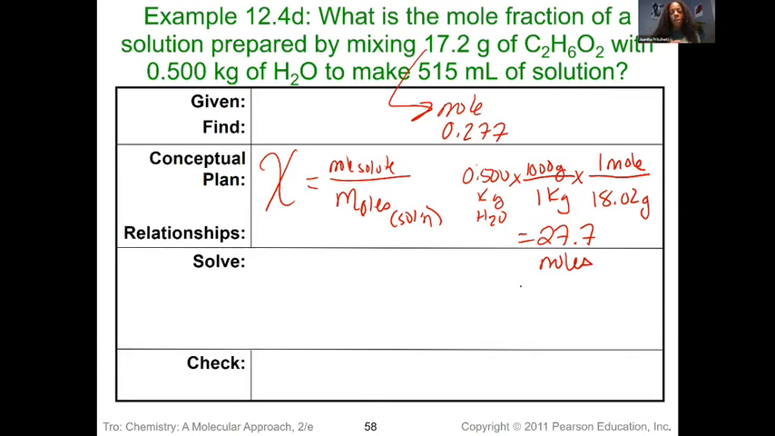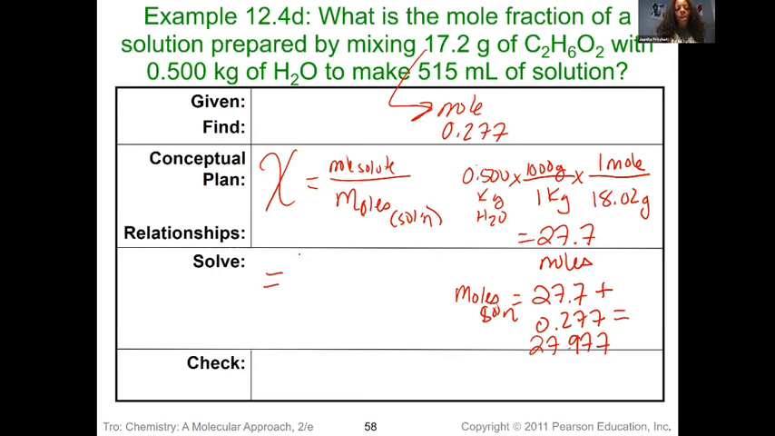Now, again, that doesn't go into our calculation. We need to figure out what our total moles are, or the solution moles. So we would take 27.7 plus 0.277. And that gets us 27.977. We'll deal with sig figs later. All right, and so that's what goes into our problem.